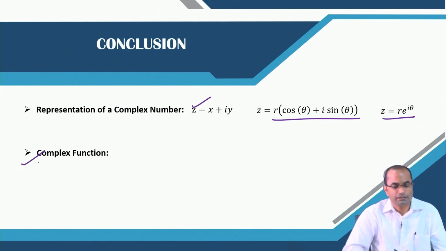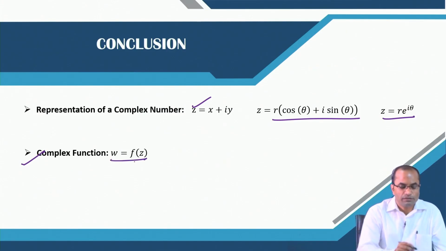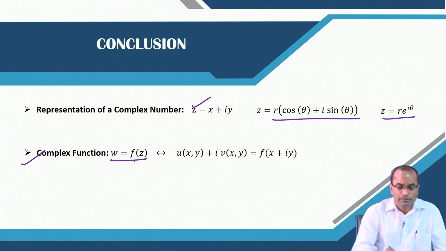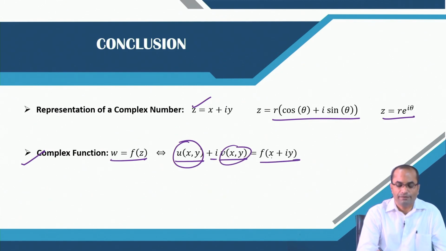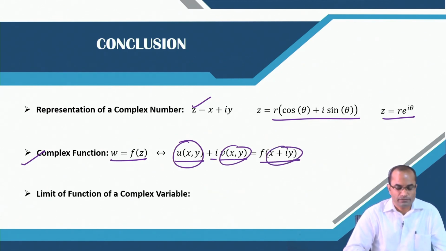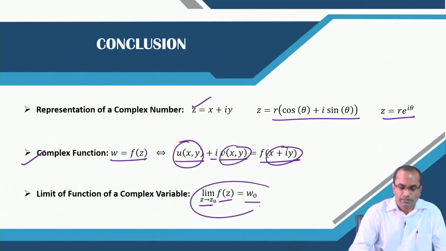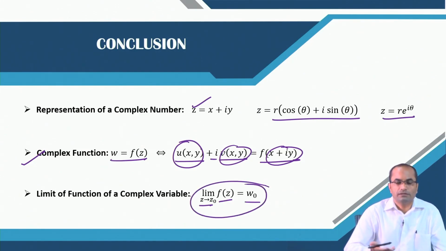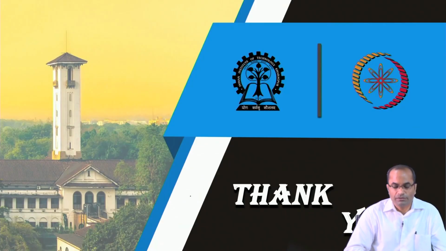And then we discussed the complex function, w as a function of z, f. This may also be expanded as u(x,y) plus i v(x,y), where z is written as x plus i y. In this form, we have also discussed what we mean by the limit of a complex function: f(z), when z approaches z naught, we have w naught. We have also seen the epsilon delta definition and its physical interpretation. That is all for this lecture, and thank you for your attention.